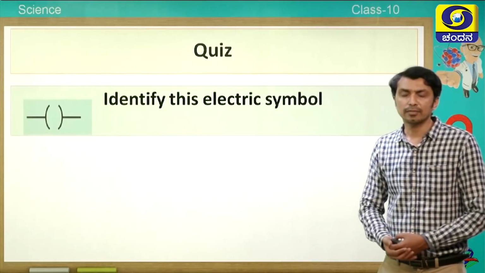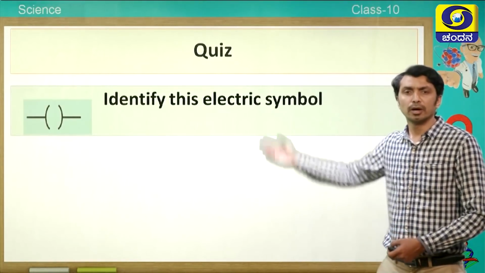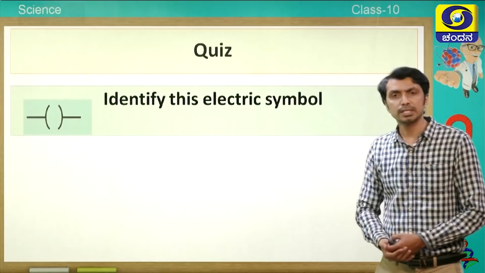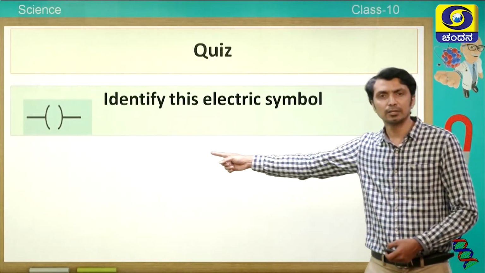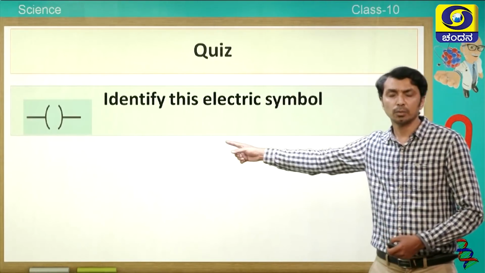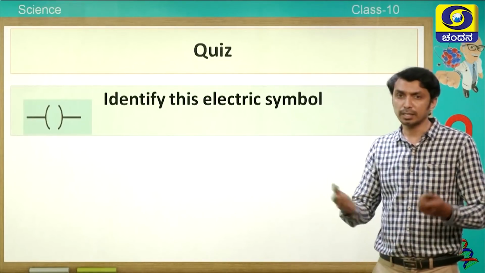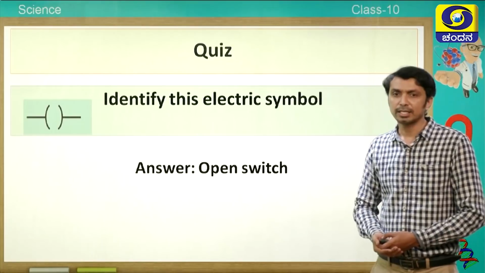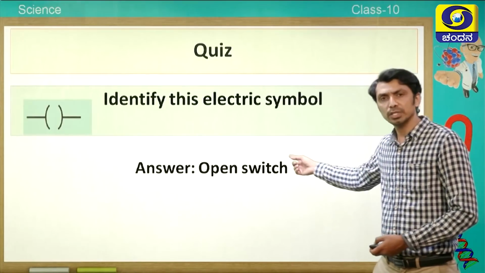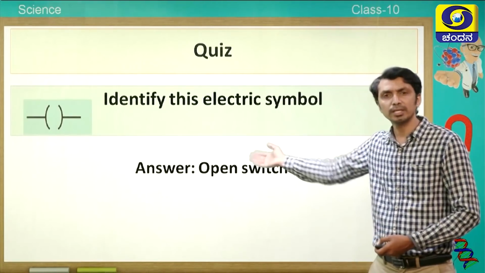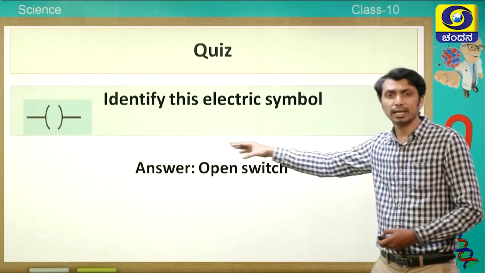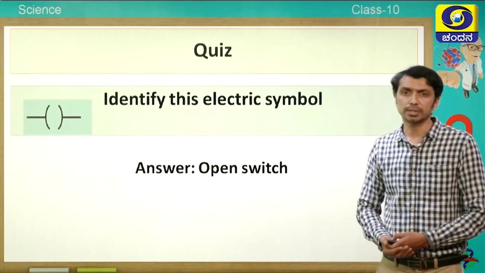Children, let us have a small quiz here. Can you identify which is this electric symbol? What does it symbolize? I think you are giving a correct answer. Yes, it is an open switch. That means it is an open circuit, where the current is not flowing. This is the open switch.